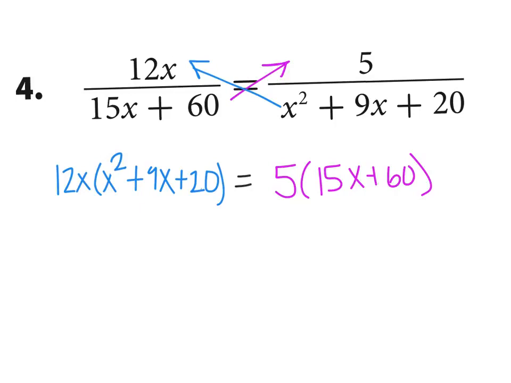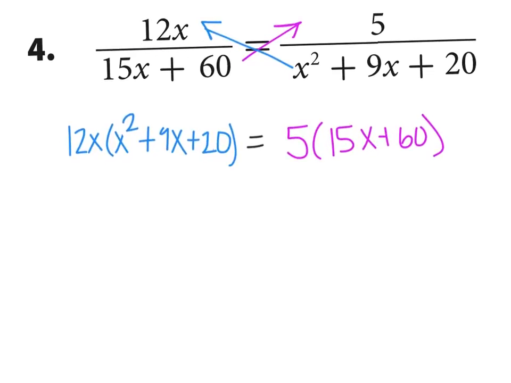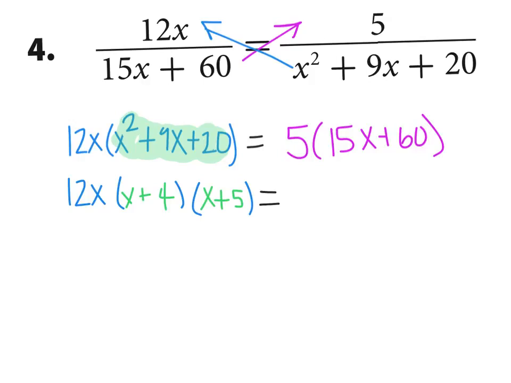Can I factor x squared plus 9x plus 20? Yes. We'll say possibly. That's a good answer. We can, and how does it factor? x plus 4, x plus 5. Okay. So I still have my 12x. And then this part factors into x plus 4 and x plus 5 equals, clearly I could not factor 5. Hopefully you all know that. Can I factor 15x plus 60? Yes. How does that factor? 15. Okay, so I factor out a 15, and I'm left with x plus 4.